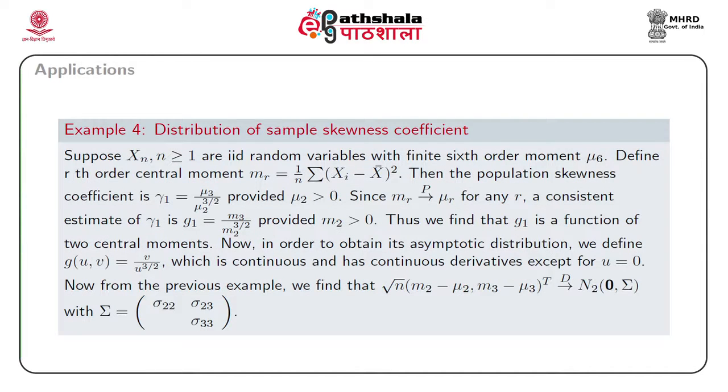Suppose X_n are IID random variables with finite 6th order moment mu 6. Then the population skewness coefficient is defined as gamma 1 equal to mu 3 divided by mu 2 to the power 3 by 2, provided mu 2 is positive. Since m_r is a consistent estimator of mu r for any r, a consistent estimate of gamma 1 is g1, which is defined as m3 divided by m2 to the power 3 by 2, of course if m2 is positive. Thus, we find that g1 is a function of two central moments.